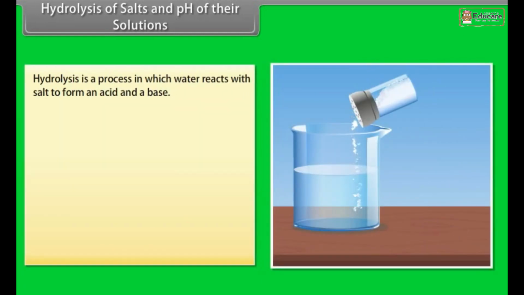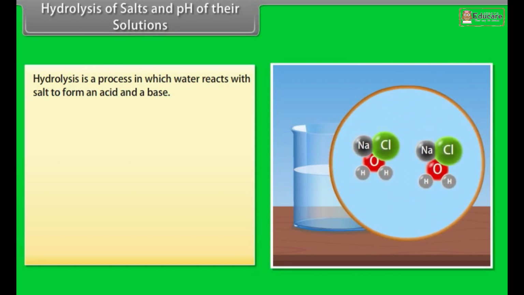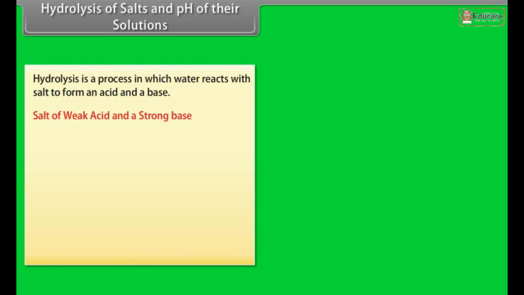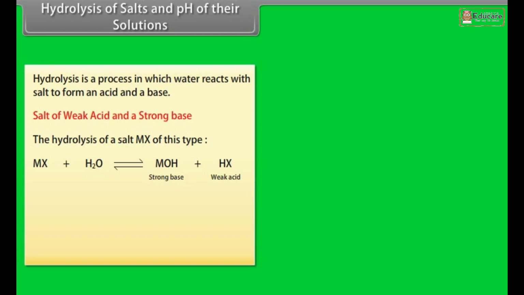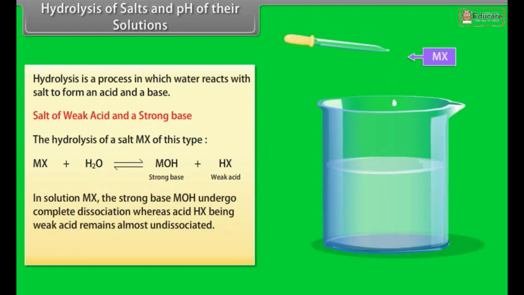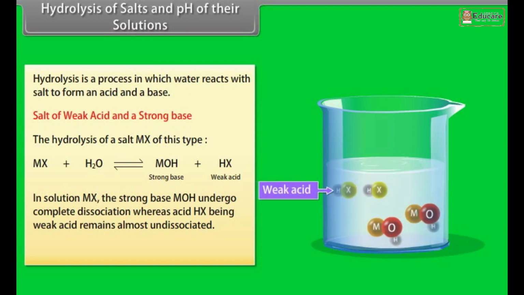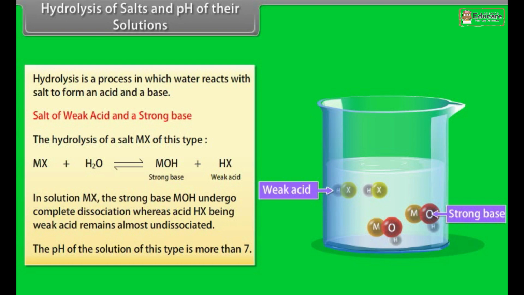Hydrolysis is a process in which water reacts with salt to form an acid and a base. Salt of weak acid and a strong base. The hydrolysis of a salt MX of this type: in solution MX, the strong base MOH undergoes complete dissociation, whereas acid HX, being a weak acid, remains almost undissociated. The pH of the solution of this type is more than 7.